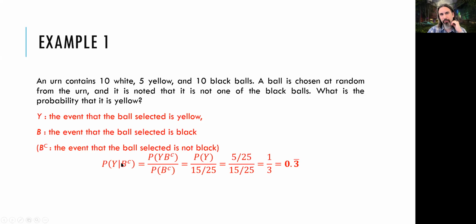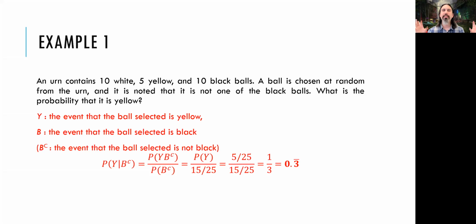So we will just use the equation in the slide beforehand, and we will say that we are looking for the intersection of these two events divided by the probability of this event. So the intersection probability divided by the reduced sample space probability. Now, when we look at here, there are two events intersecting: Y, which is that the ball is yellow, and B complementary, which is that the ball is not black.